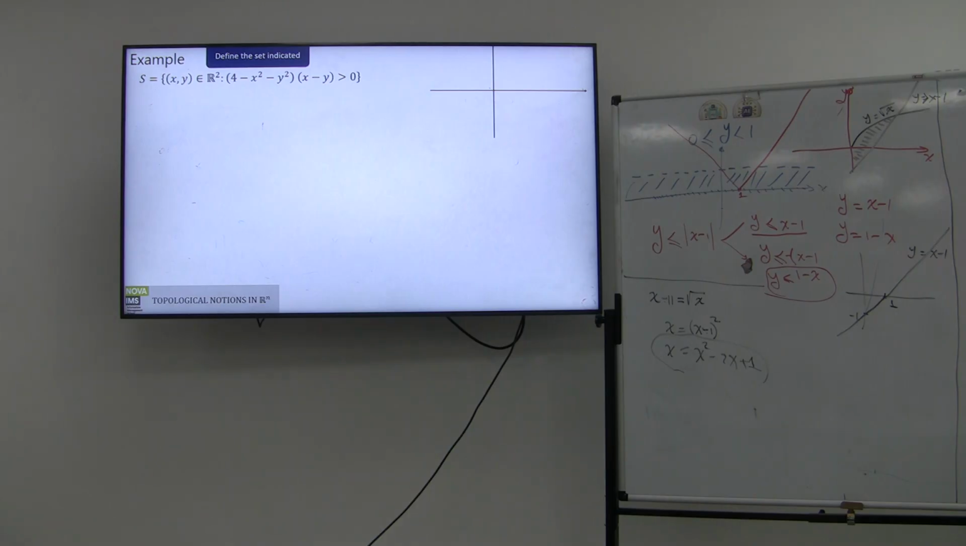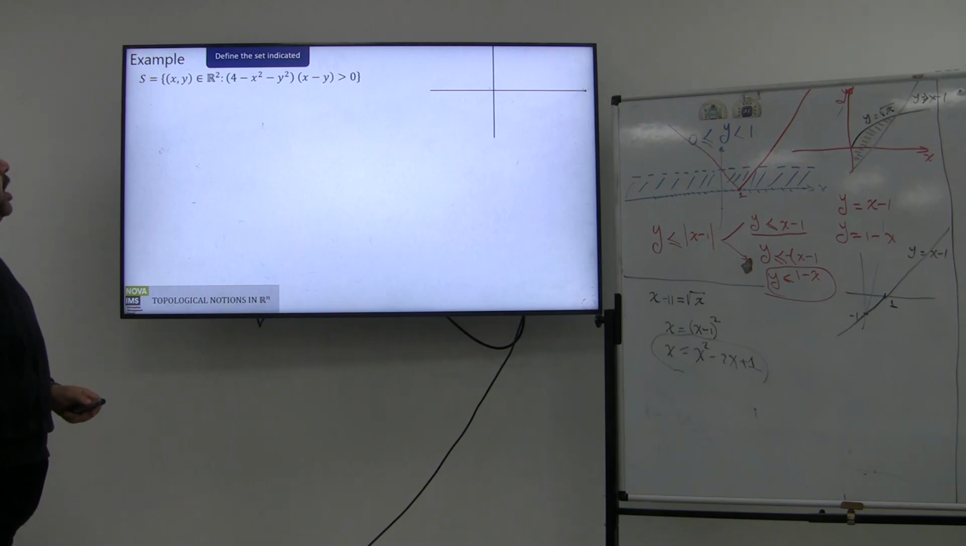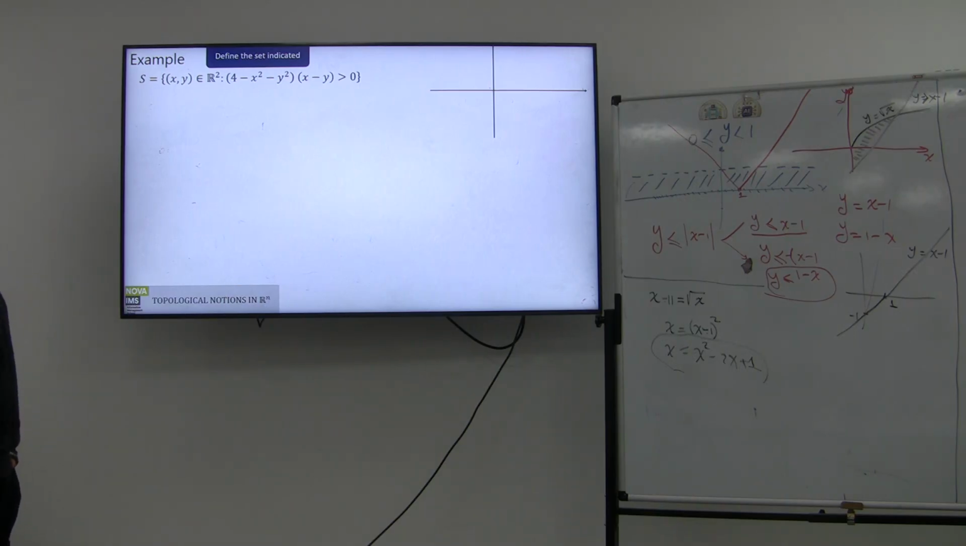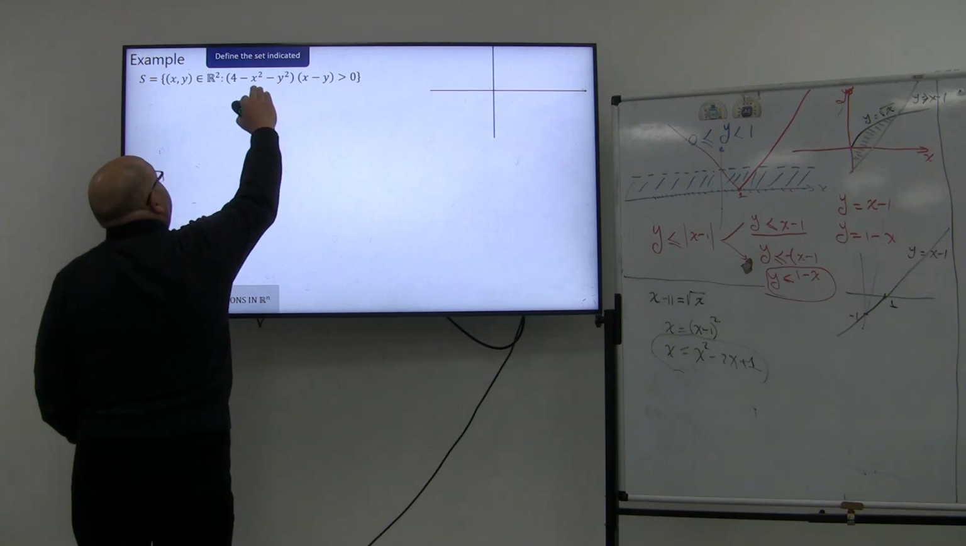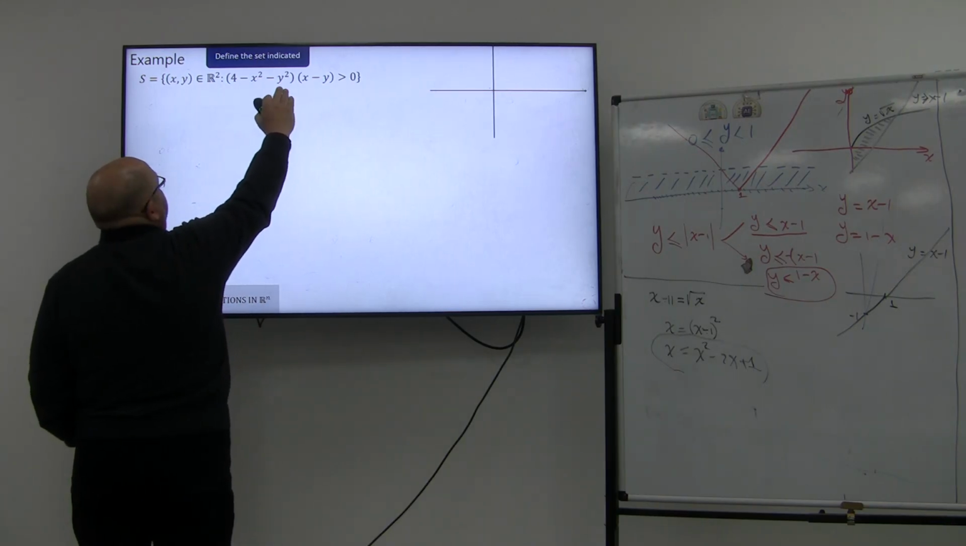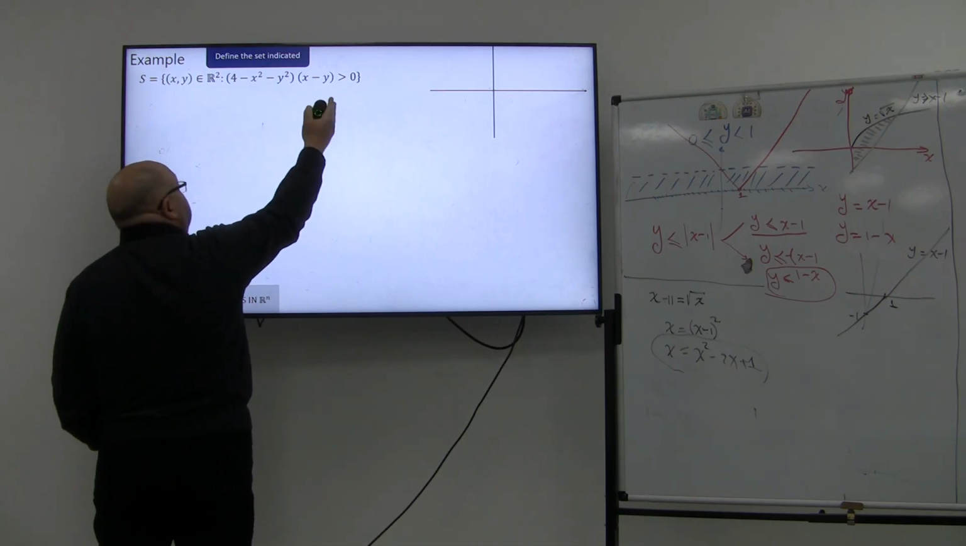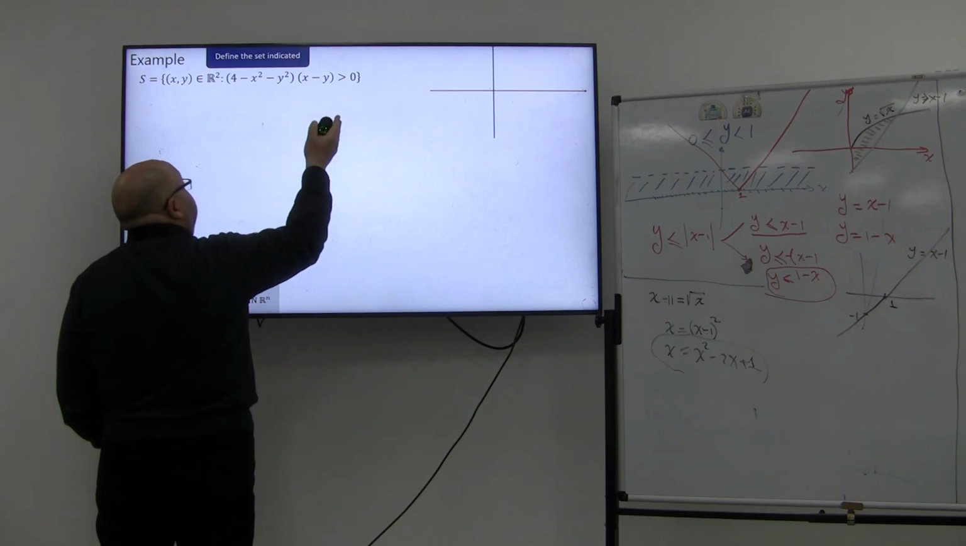Okay, here he wants you to draw the set of (4 minus x squared minus y squared) times (x minus y) greater than 0. Actually, this set is not a nice one to draw, because it contains 2 brackets in x and y, and each one of them is sometimes positive, sometimes negative. Are you with me, Judy? So for this bracket alone, for some values of x and y it can give a positive output and for others a negative one. This bracket also, for other values of x and y, may be positive or negative.